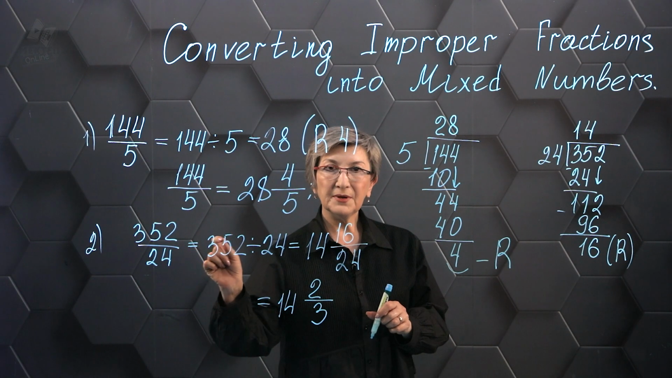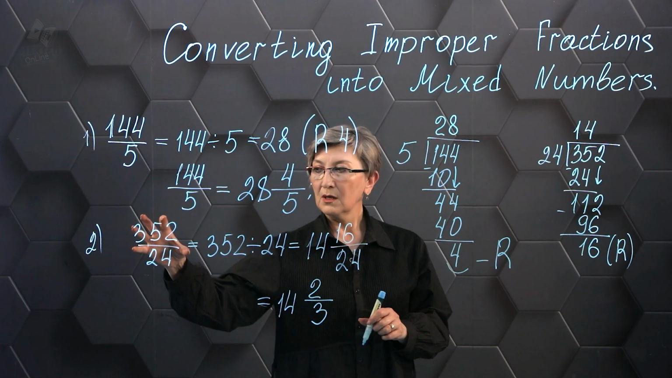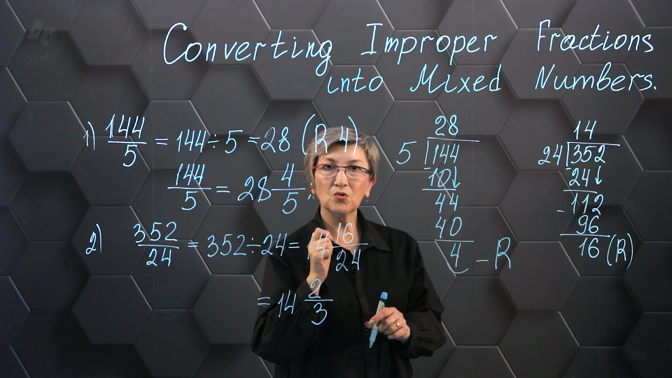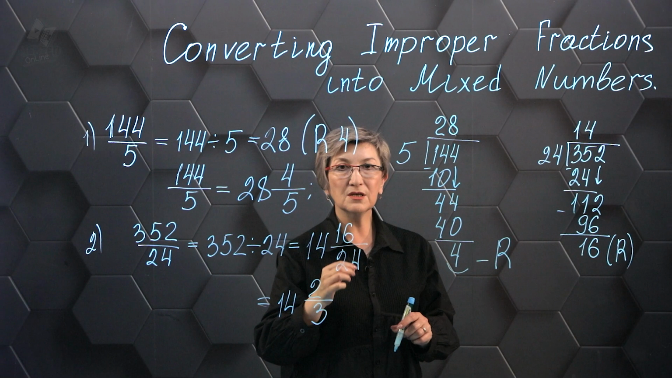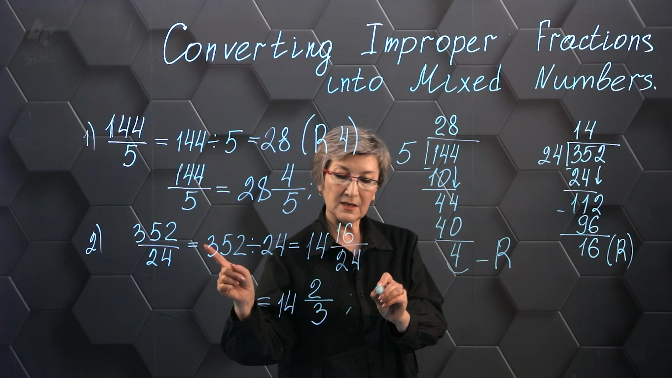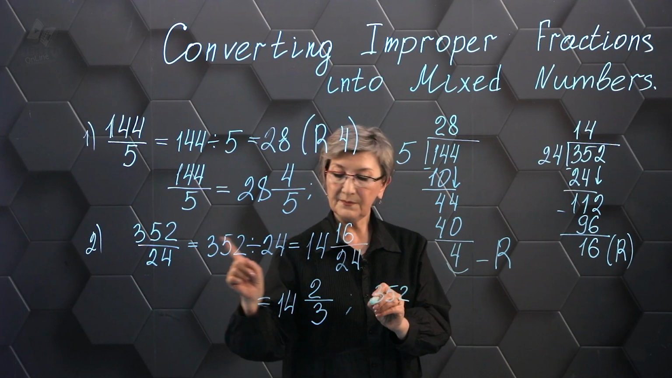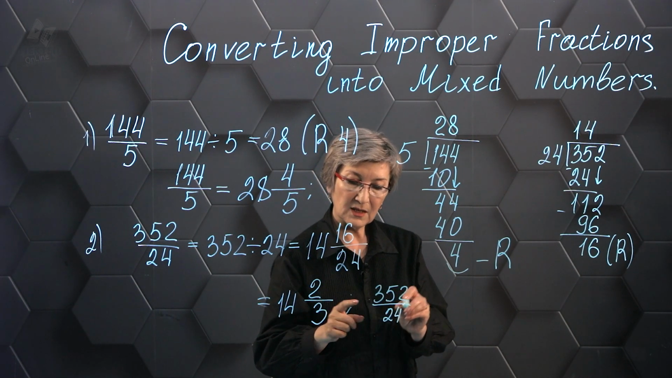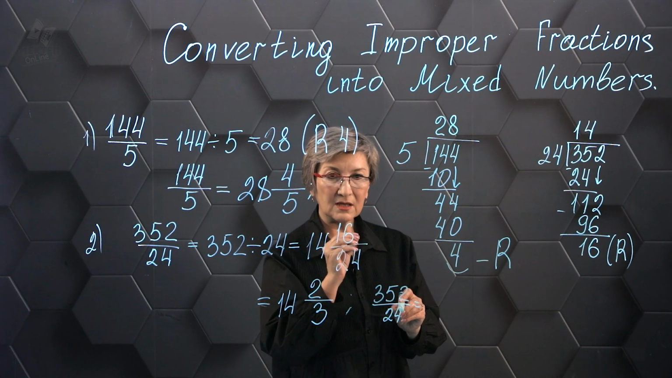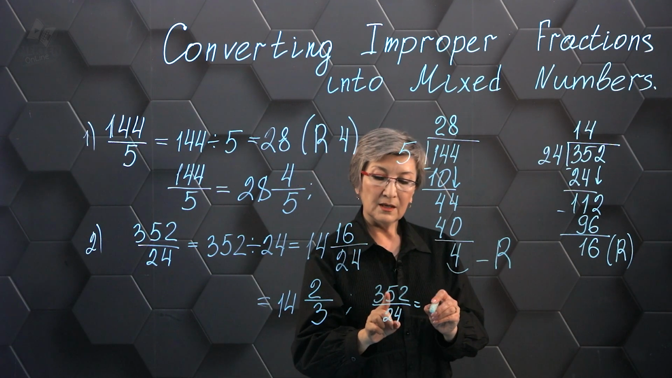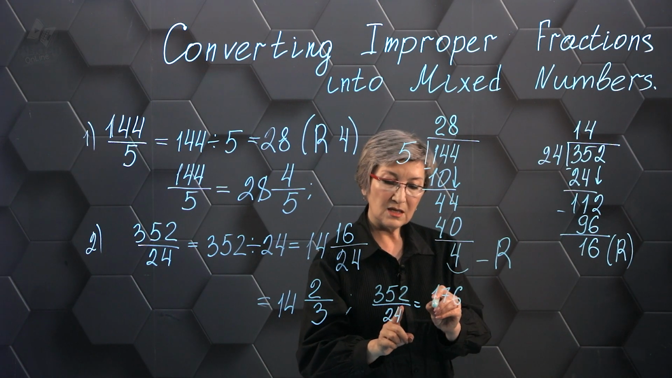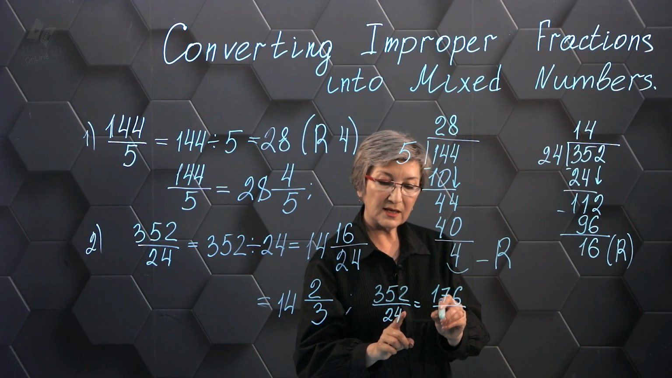We can solve this example in a different way. To do this, you need to pay attention to the fact that the numerator and denominator can be reduced, and then you do not need to divide by a column. How do we do that? Let me write down this example again. 352 twenty-fourths, and I can divide by 2. 352 divided by 2 is 176. 24 divided by 2 equals 12.